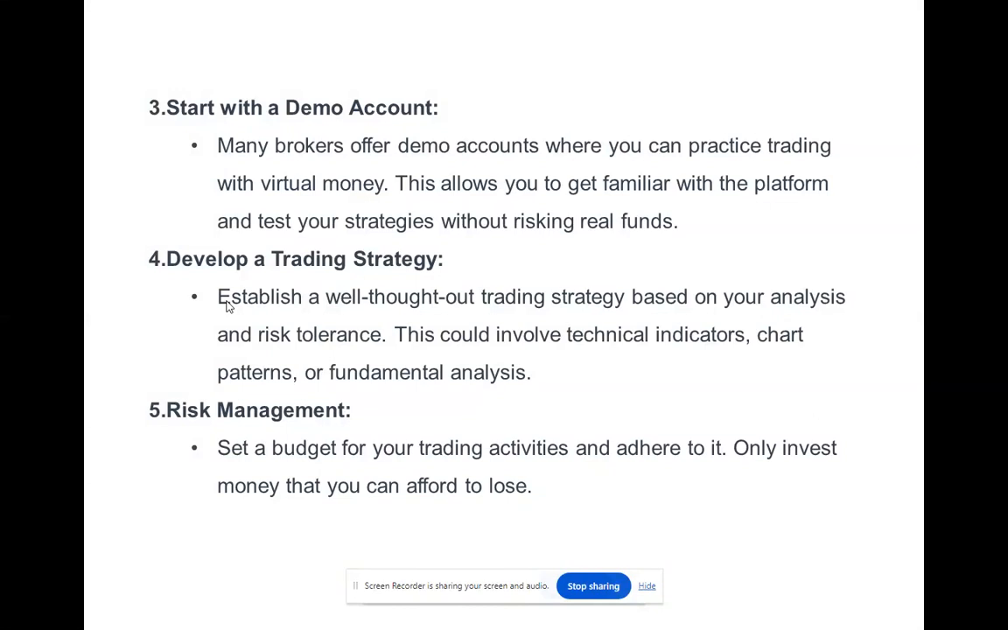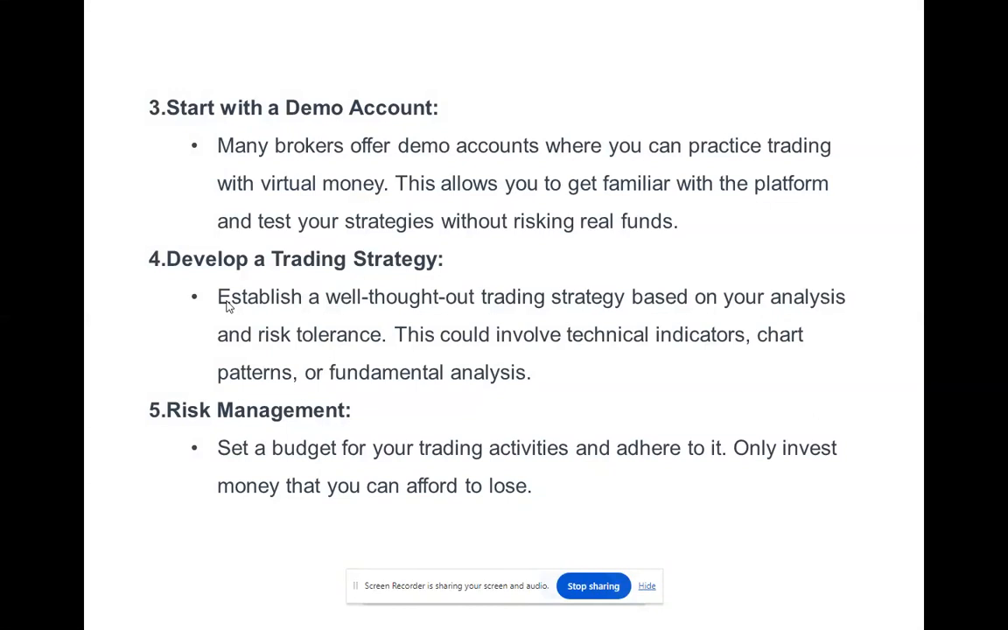You can use fundamental analysis as well. So develop a trading strategy. With these steps, you can make profit in trading. Then number five, risk management. This is the most important thing in trading.